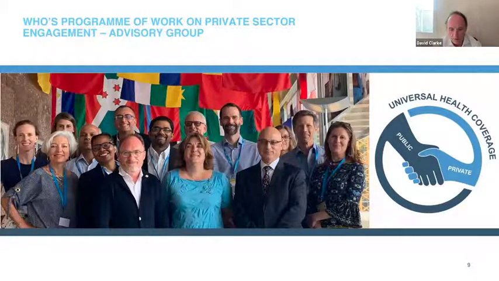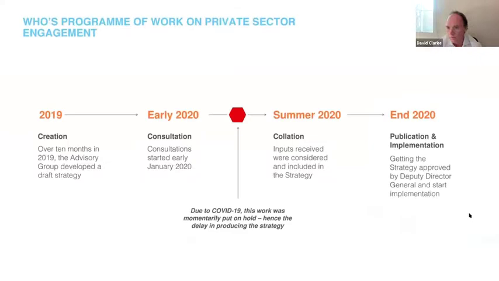This comes from our program of work of 1 billion more people benefiting from universal health coverage. This work fits within one of the key work parts of that program, which is that countries should be enabled to ensure effective health governance. That means health governance of the whole system, not just the public, but also the private. So we set up this advisory group in 2019 to help us develop a draft strategy to help us get to this goal.